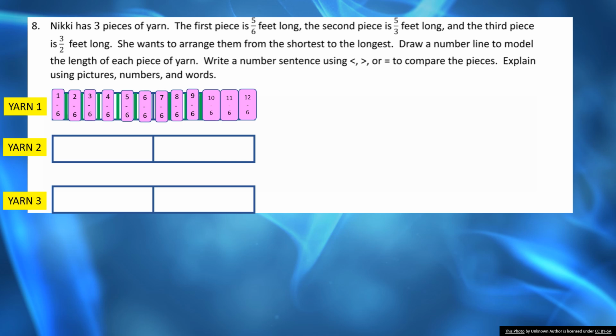All right, now we're going to label our second model, which is supposed to represent our second piece of yarn. And that piece of yarn is going to be partitioned into thirds because the second piece is 5/3 feet long. So we need one line here, one line here, and we have 3 pieces. It's in thirds. And we're going to do the same thing to the rectangle that's connected to it. One line here and another line here.